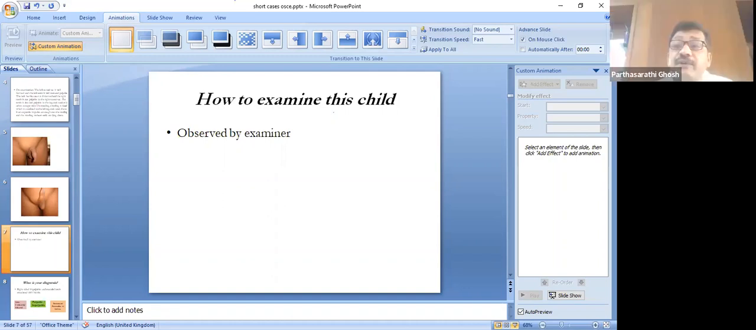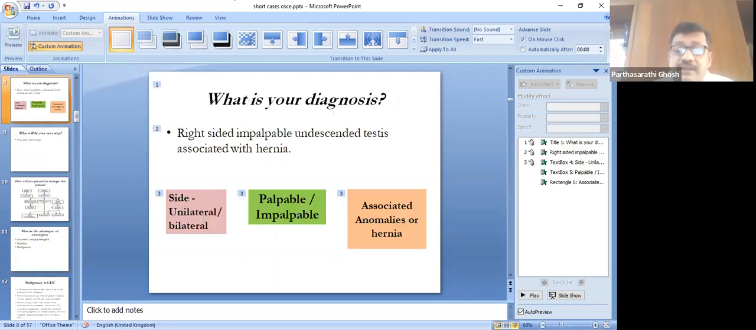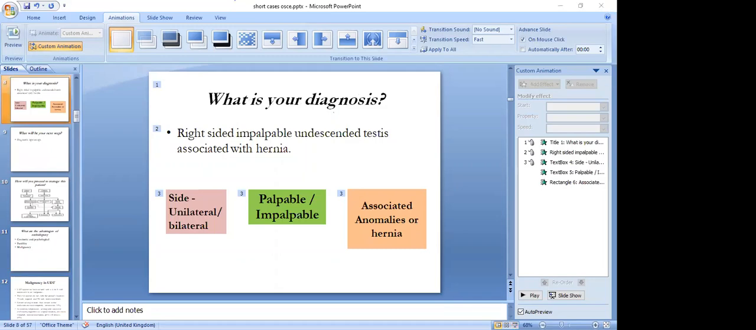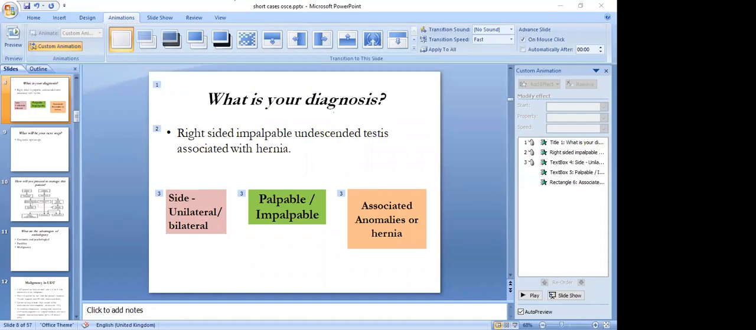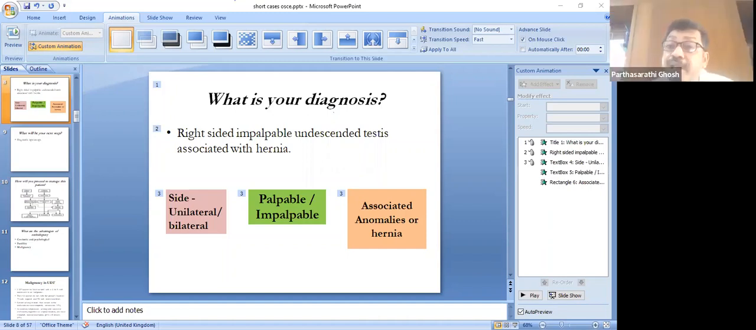So these are the important points. Now, what is your diagnosis in this case? Sir, right-sided undescended testis with right-sided inguinal hernia. It's a right-sided impalpable undescended testis, as it is not palpable in this particular case.